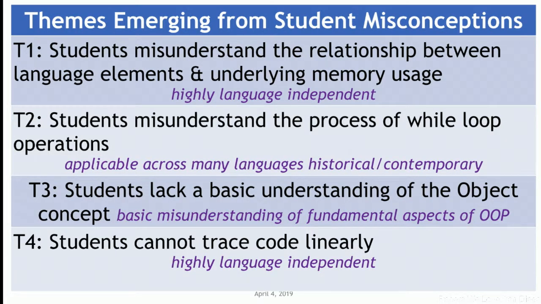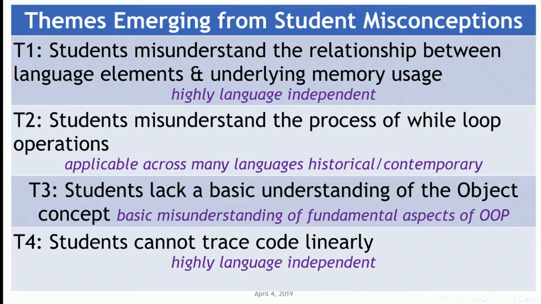This is just pointing out that theme 1 and theme 4 are fairly language independent. This shows up and it's not specific to a language. If you're unable to trace code linearly, it's not going to be different because you're talking about Java or Python or C or assembly language. Whereas theme 2 is applicable across a lot of languages, both historical languages as well as languages that are currently being used, and theme 3 is specific to OOP languages.